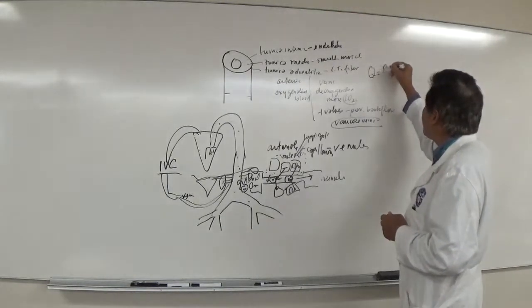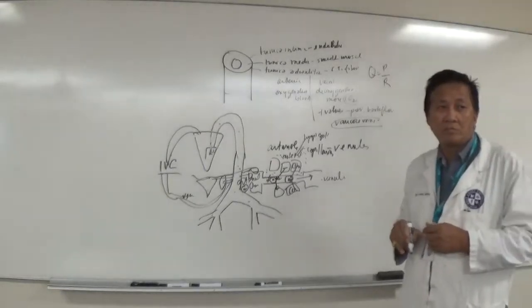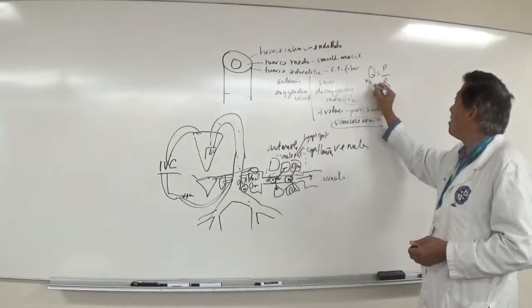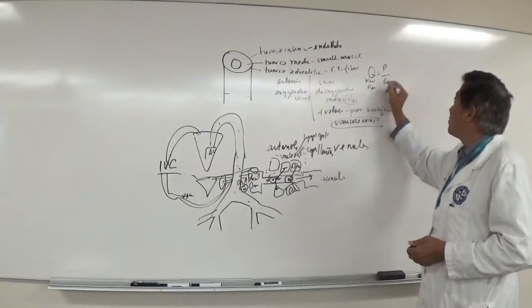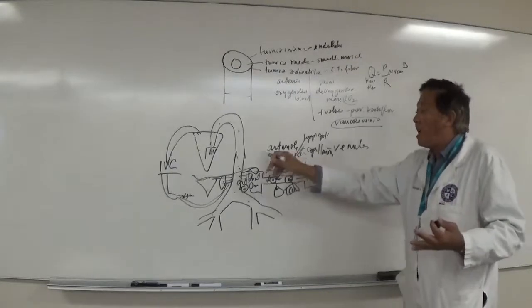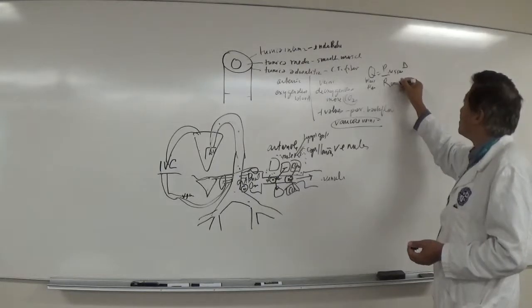Q is equal to P over R. And what does Q stand for? Very good. And what about P? Pressure. Pressure gradient, or delta P, which means gradient or difference. High pressure, low pressure, this way. What about R? Resistance. Very good.